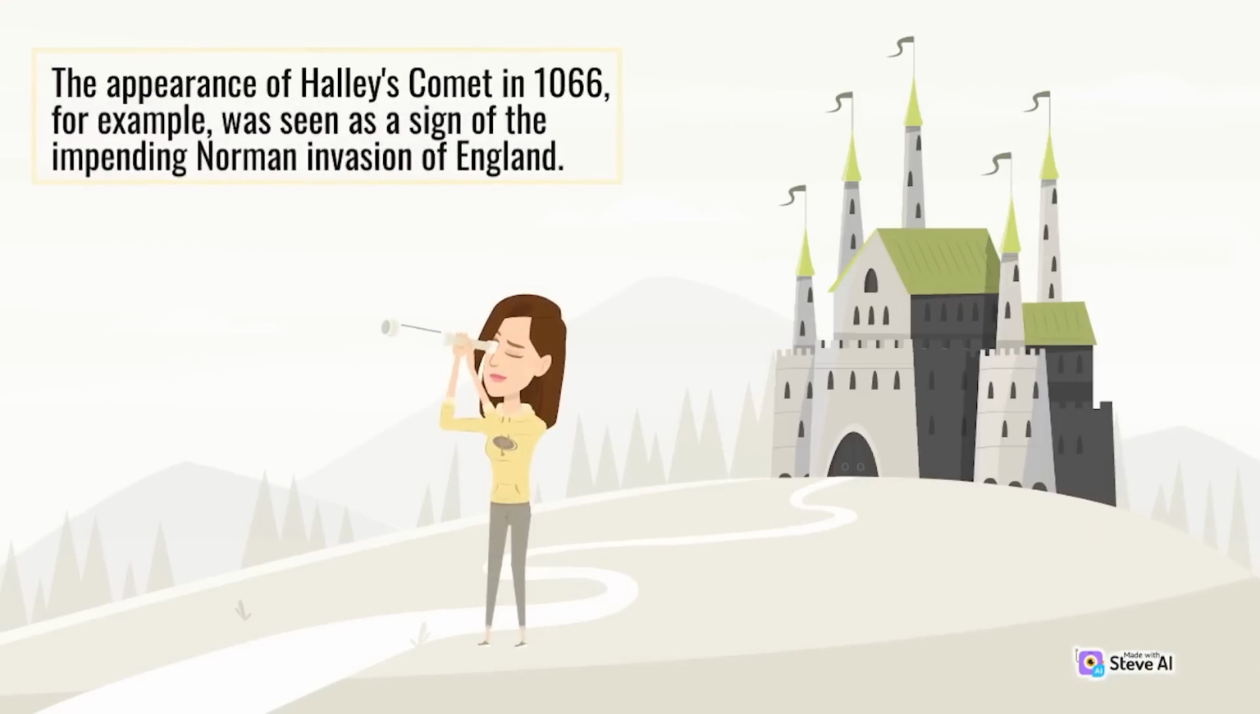The appearance of Halley's Comet in 1066, for example, was seen as a sign of the impending Norman invasion of England.